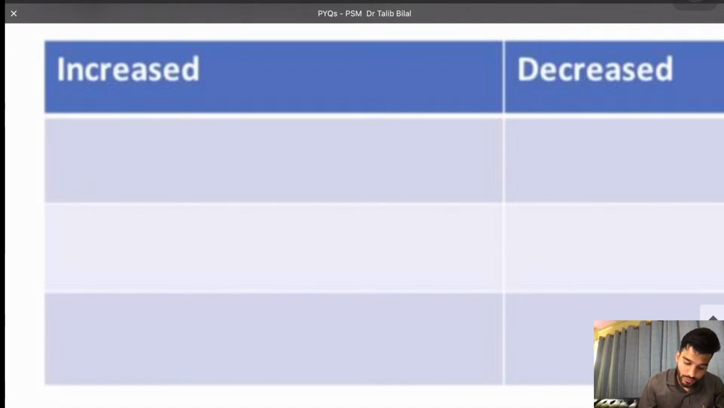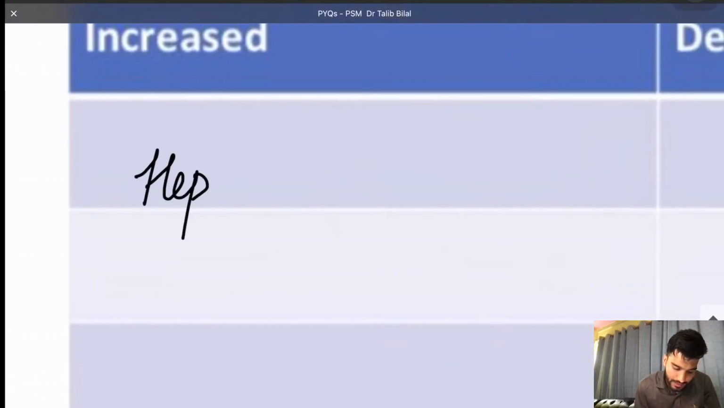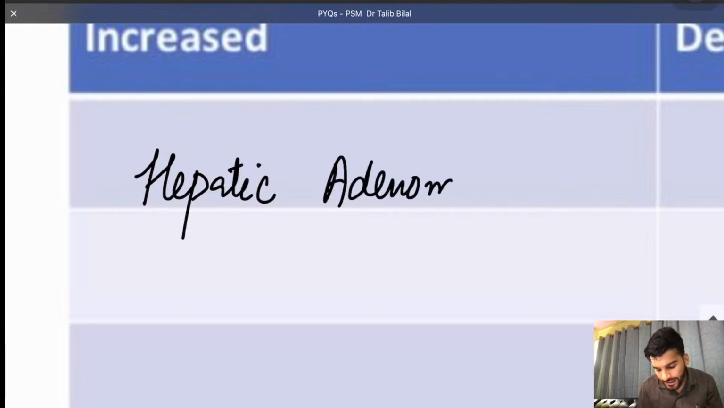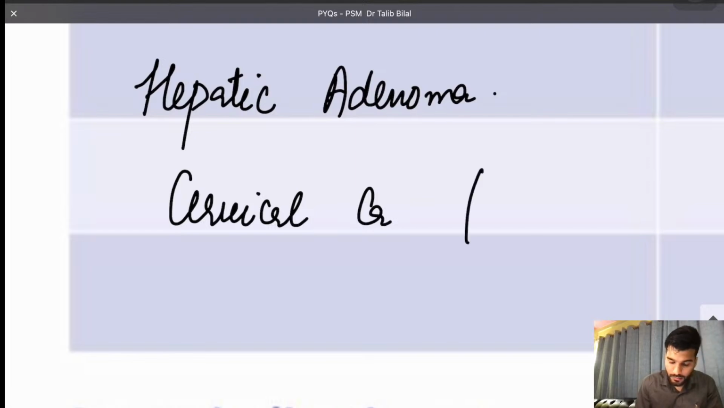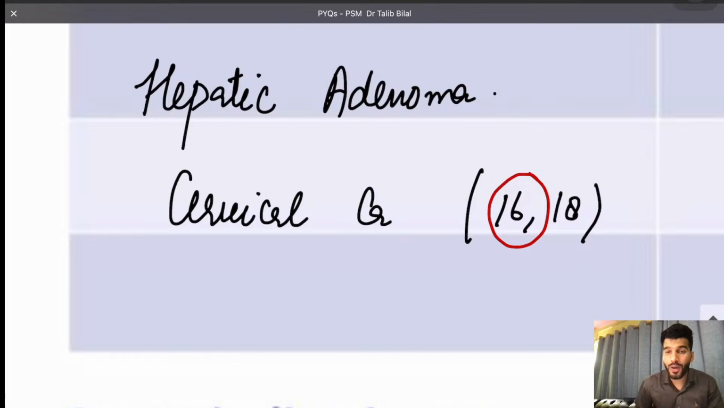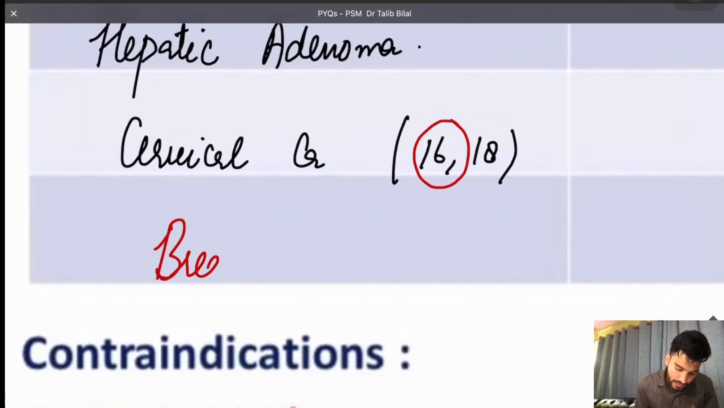So let's write it down, guys. OCPs increase which cancer? Hepatic cancer. In hepatic cancer, which exactly, guys? Hepatic adenoma. More chances of hepatic adenoma or hepatic hemangioma. They also cause cervical cancer, but cervical cancer is mainly HPV 16 and 18. More precisely, if you have to answer, HPV 16. And they also increase the chances of breast cancer.